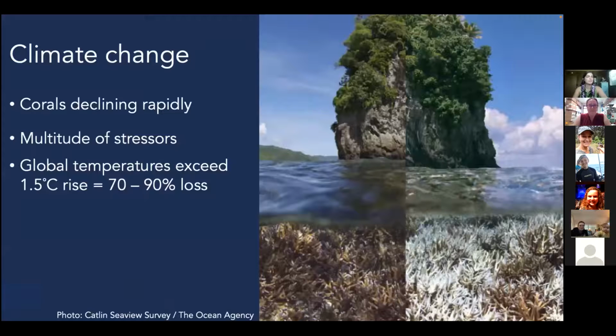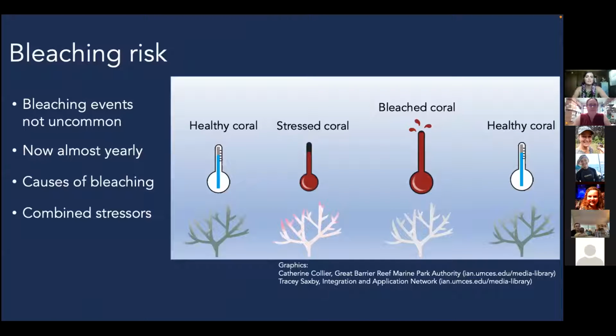So, coral reefs are rapidly declining worldwide at an unprecedented rate. Stressors such as thermal, acidification, sedimentation, and other anthropogenic pollution are responsible for their decline. It is currently predicted that if global temperatures exceed a 1.5 degrees Celsius rise, then we can expect to lose anywhere from 70 to 90% of our world's reefs. Bleaching has been identified as a primary threat to corals.